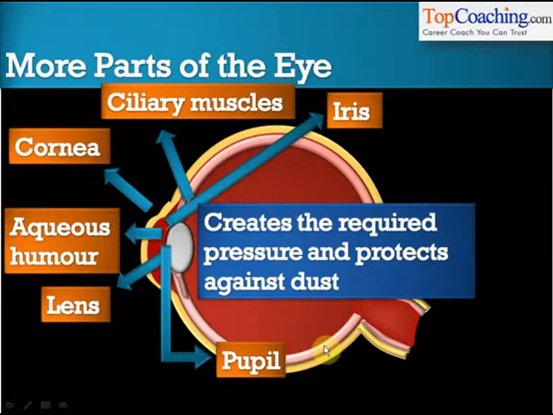It also creates the required pressure, so that the eyeball stays inflated, so that the eye lens and the cornea, all of them stay rigid and inflated. They just don't become flaccid. They just don't become all baggy and saggy. They stay rigid and fit to work because of aqueous humor, which creates the required pressure.